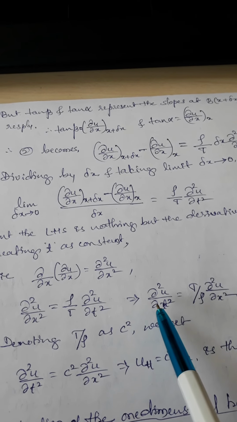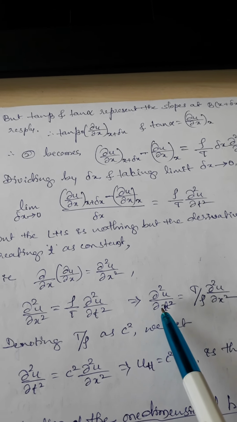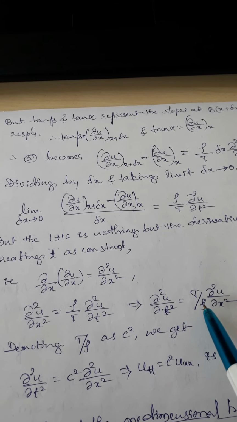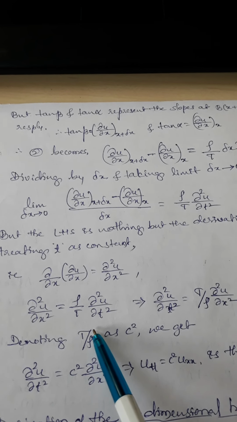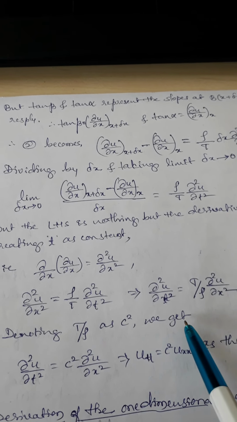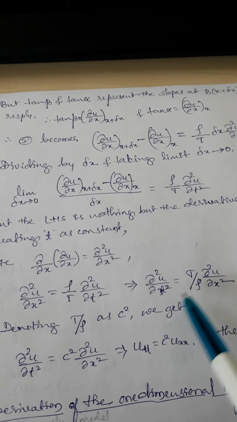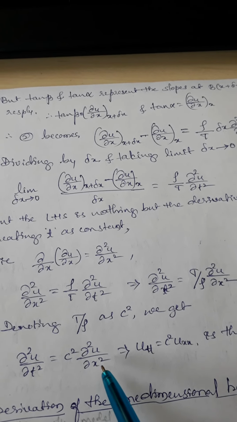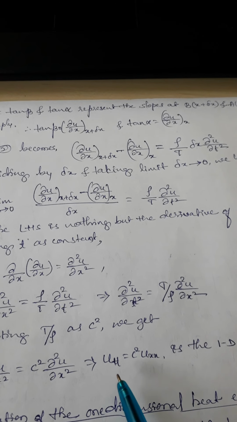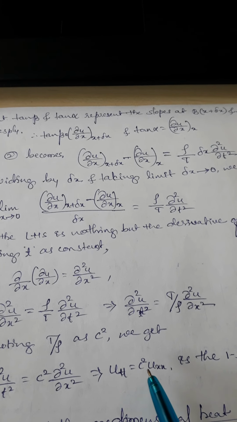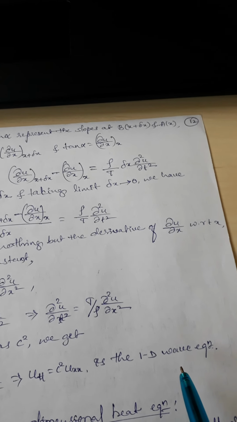Transferring rho by T to the other side, ∂²u/∂t² equals T by rho times ∂²u/∂x². Now, denoting T by rho as c squared, we get ∂²u/∂t² equal to c squared times ∂²u/∂x², that is u_tt equals c squared u_xx, which is the one-dimensional wave equation.